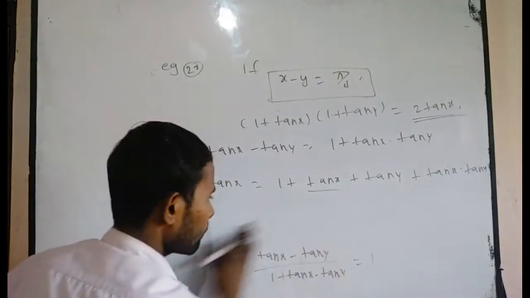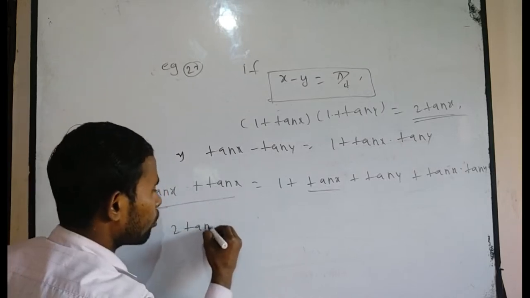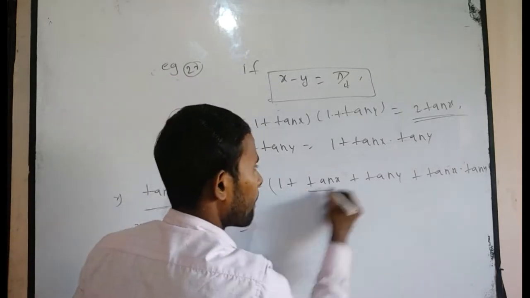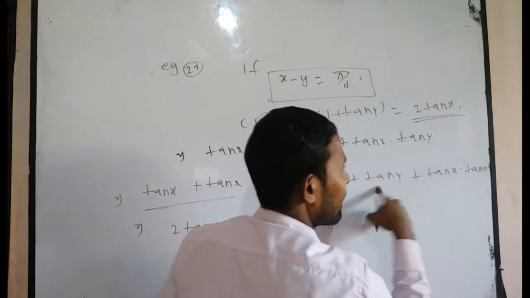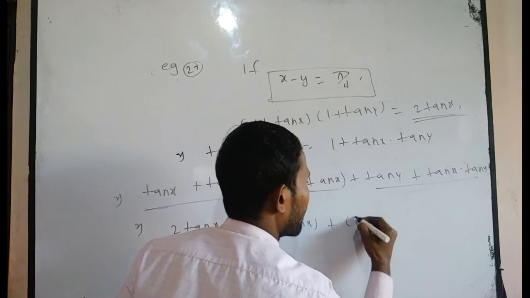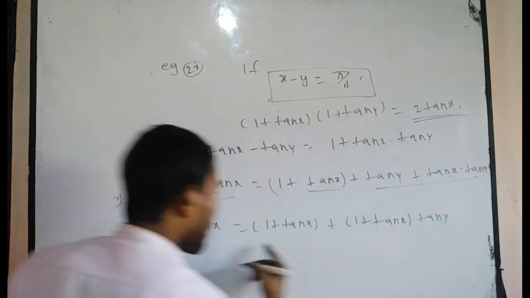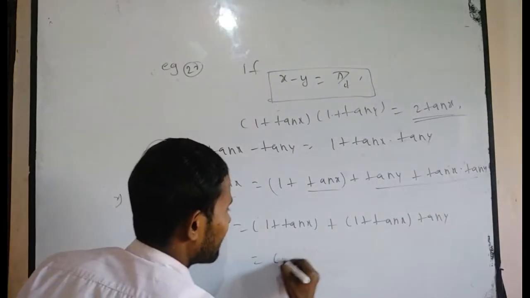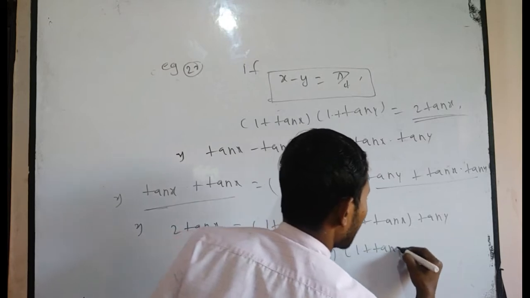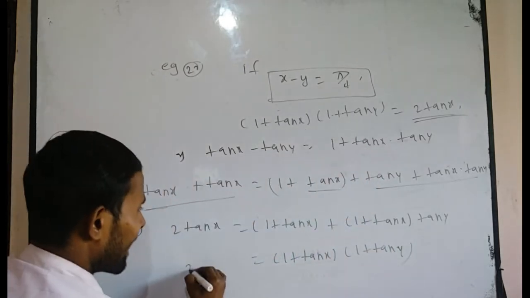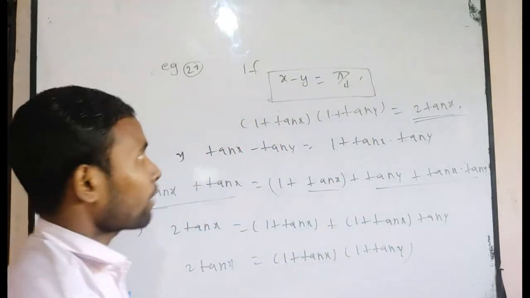Now, tan x plus tan x will be 2 tan x. On the other side, it will be 1 plus tan x, and plus, if you take tan y common in both terms, you get 1 plus tan x times tan y. If you take 1 plus tan x common in both terms, it will be 1 plus tan x times 1 plus tan y. That means 2 tan x is equal to 1 plus tan x into 1 plus tan y, which is what was required.